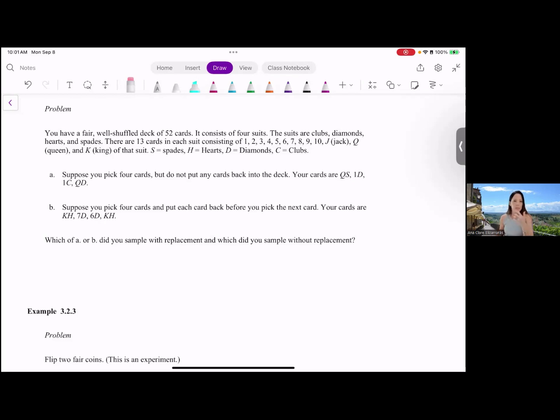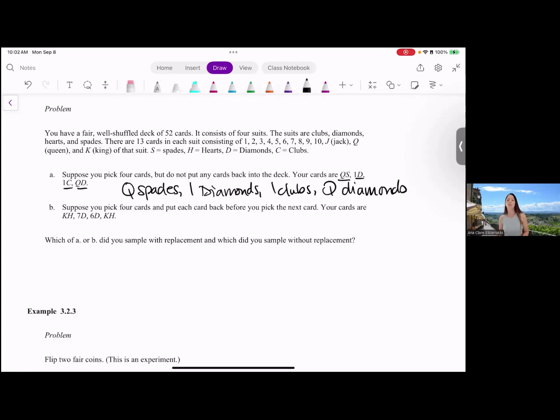Which of A or B did you sample with replacement and which one did you sample without? So just like the previous one, if we're looking between these two, one has to be with, one has to be without. I'm looking for duplicates. And each of these cards are unique. I had the Queen of Spades, the 1 of Diamonds, the 1 of Clubs, and the Queen of Diamonds.